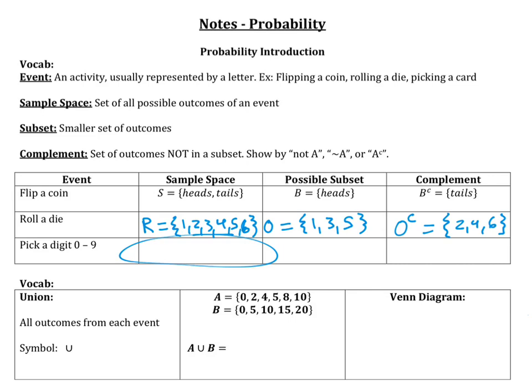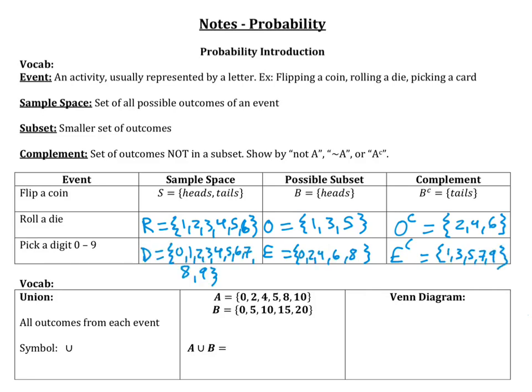So let's see if you can fill in this next row. You pick a digit here. And then for our possible subset, let's go with the evens this time. Go ahead and write down what the subset for evens would be, and then write down the evens complement, and we'll go from there. So pause the video, write those down real quick, and see if you got them right. Alright, let's check and see how you did.